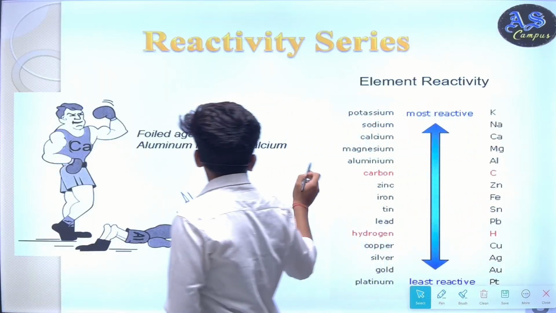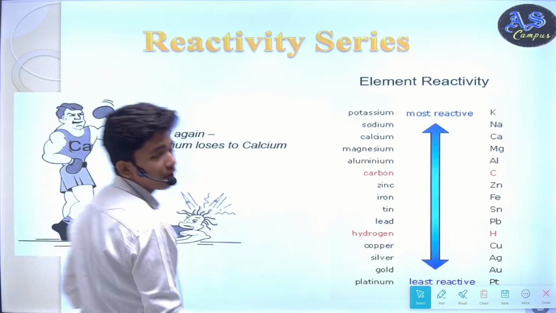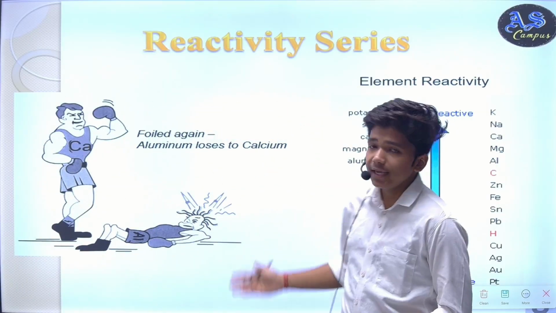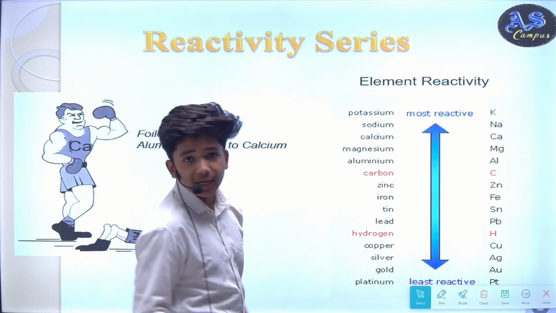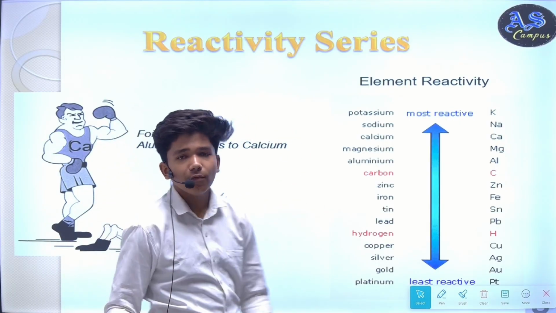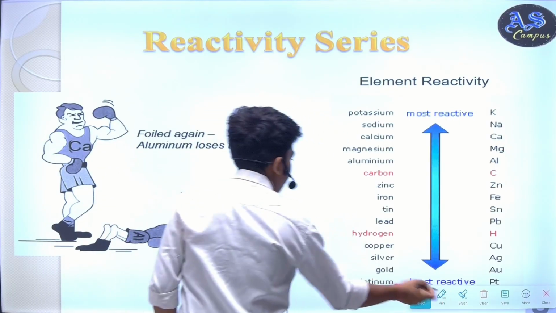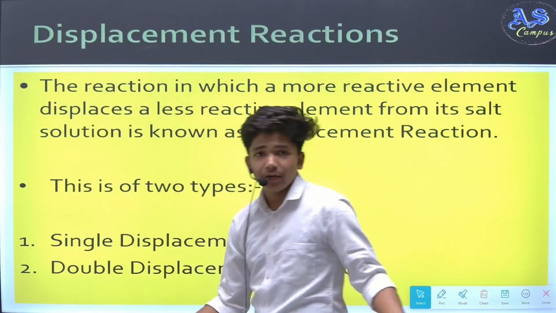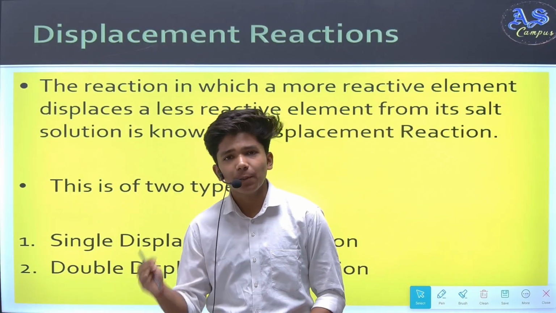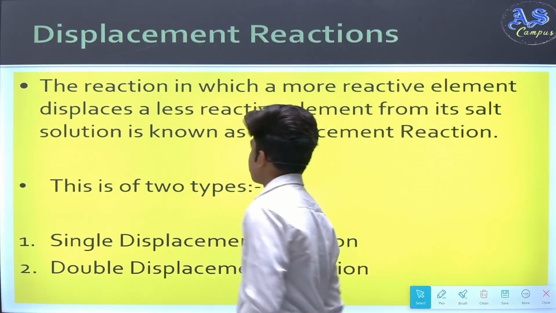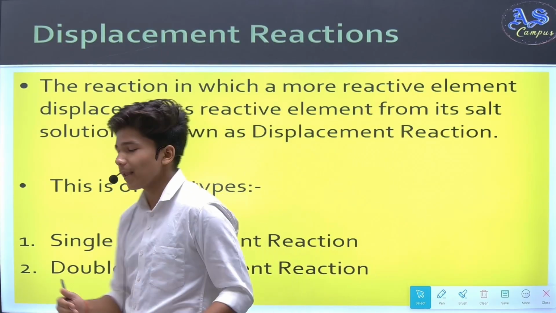Let's move to the next type of reaction, but before that we will study the reactivity series. This is an important series. It is a series by which we can get to know which metal is highly reactive or which is less reactive. So next comes the displacement reaction. What is a displacement reaction? In which a more reactive metal displaces a less reactive metal from its solution is known as a displacement reaction.